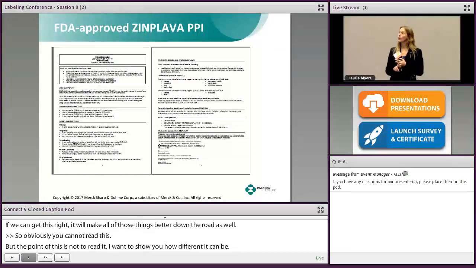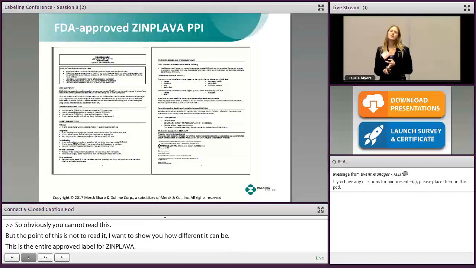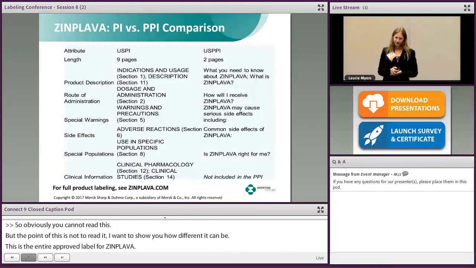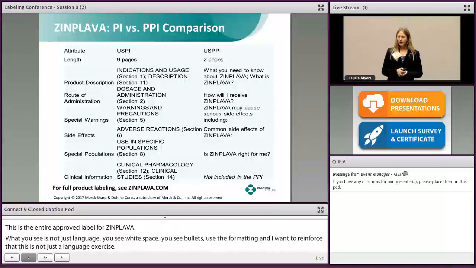I want to show you how different this is. This is the entire approved label for ZINPLAVA. What you see is it isn't just language. You see white space. You see bullets, you see formatting. And so I want to reinforce that this is more than a language exercise. This is thinking about other elements of communication that enable strong comprehension.